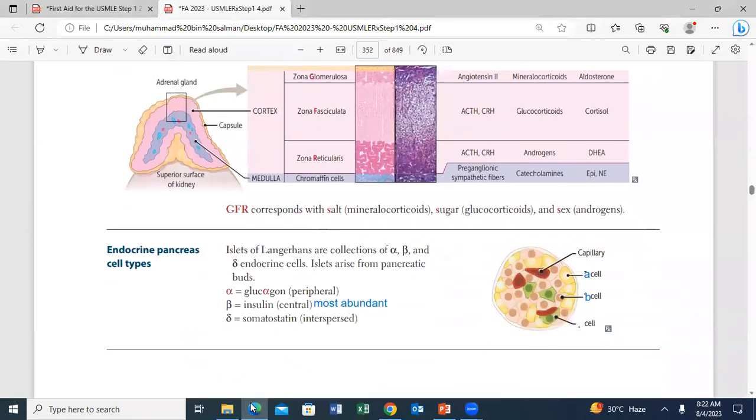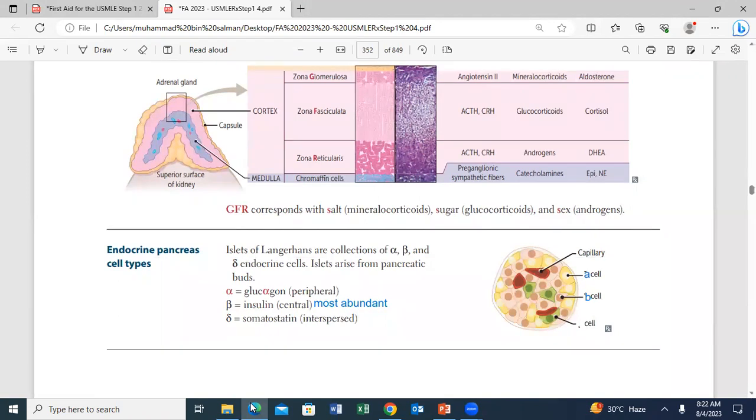Last but not the least are the endocrine pancreas cell types. Basically, we have the islets of Langerhans for the endocrine secretions. The pancreas is kind of two organs in one place. It has an exocrine function and an endocrine function. The exocrine secretions are basically the enzymes which are released into the GIT. But the endocrine pancreas releases other hormones into the blood. So we are discussing the endocrine pancreas.